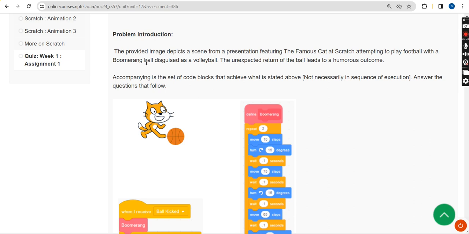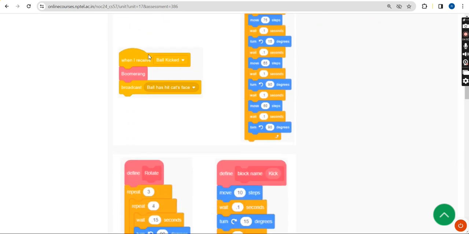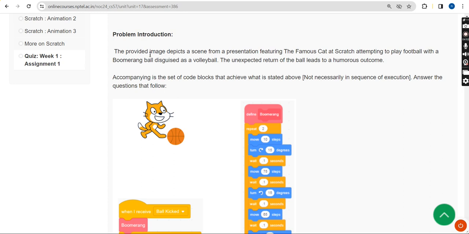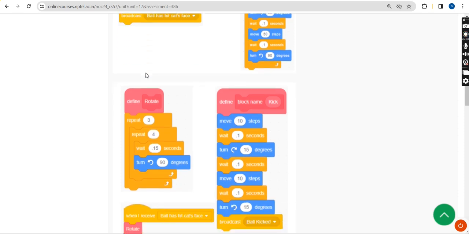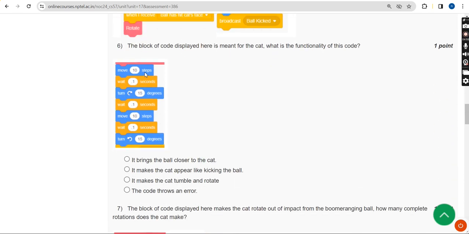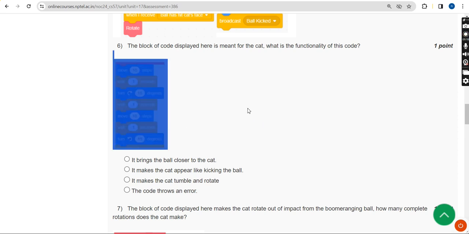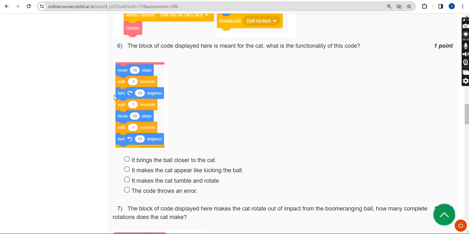So here, this is based on Scratch. So if you have watched or listened to the lectures, you would have known this. So moving on to the sixth question here. The block of code displayed here is meant for the cat. What is the functionality of this code? So they have given the code snippet, right? So for the sixth question, the answer is the second option, guys. It makes the cat appear like kicking the ball.